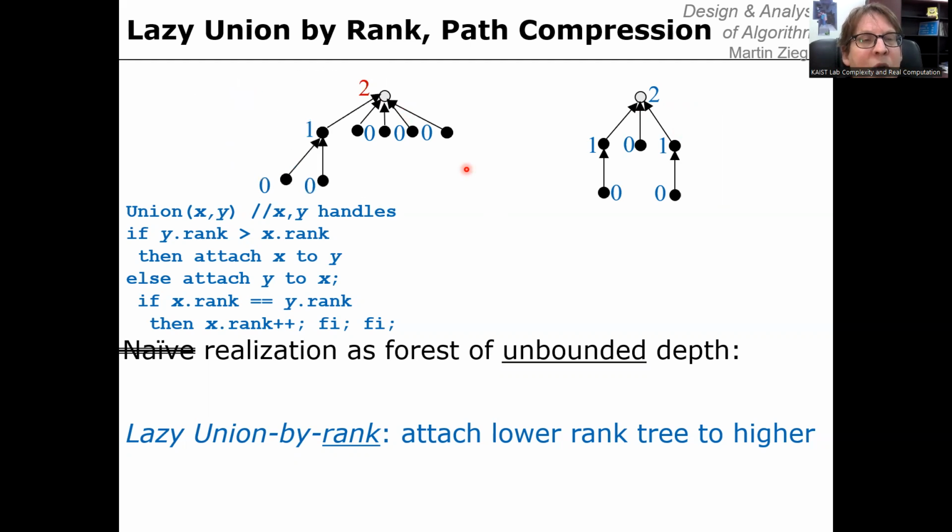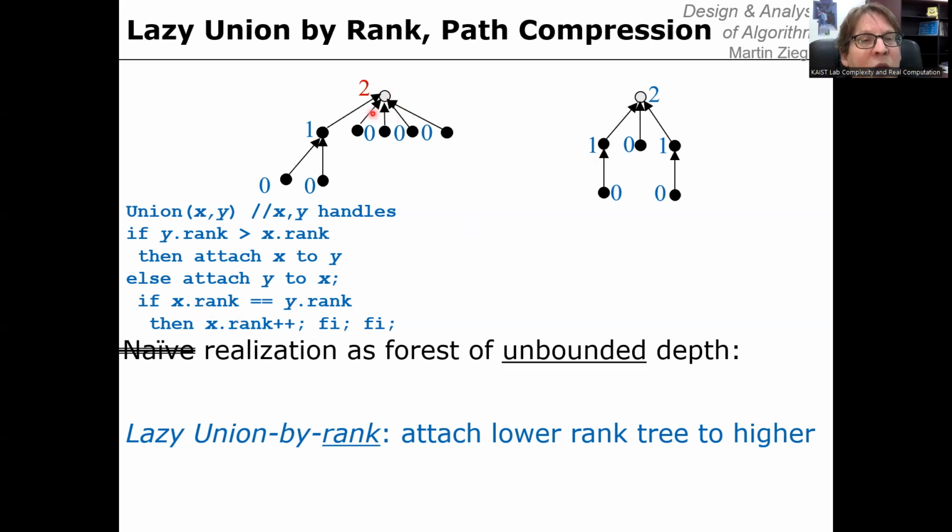Let's say ties are broken this way. Now this becomes a child of this tree, and now the height of this tree increases from 1 to 2. Okay, so this is the last case. If both have the same rank, then one gets attached to the other, which one doesn't really matter, frankly. But then the rank gets increased of the new dominant, the new root.